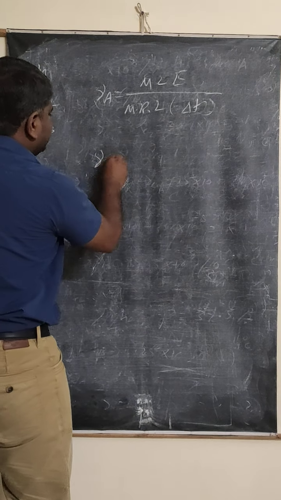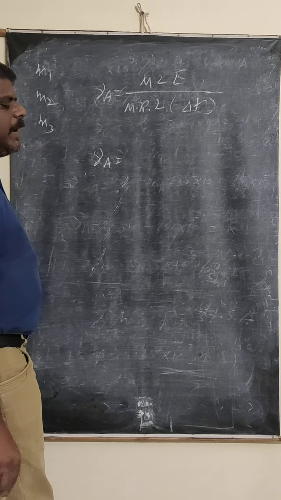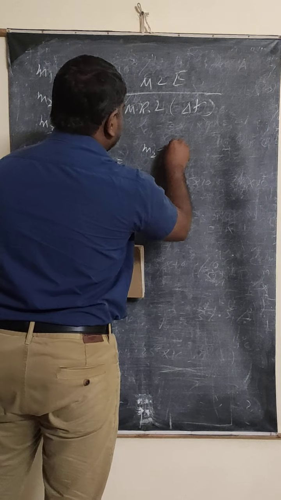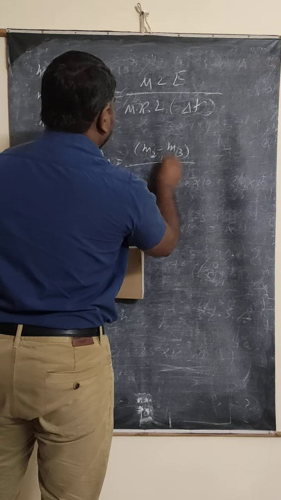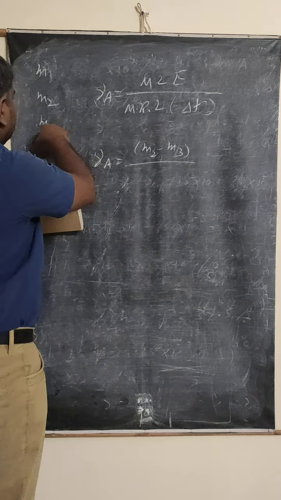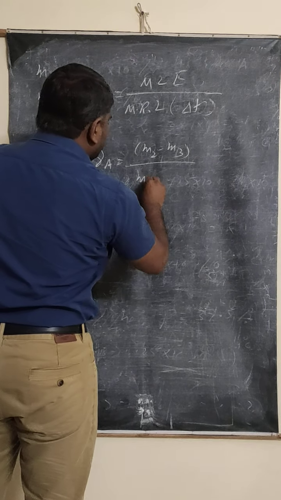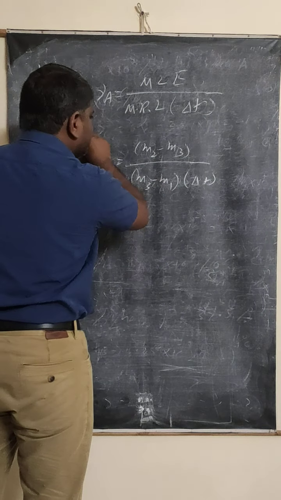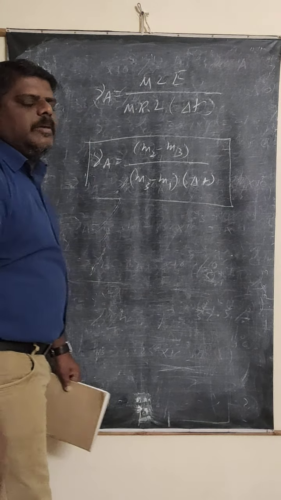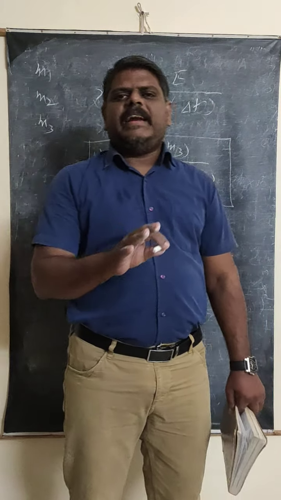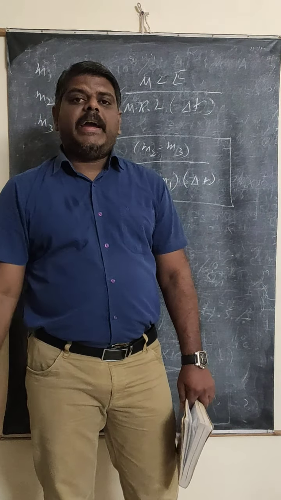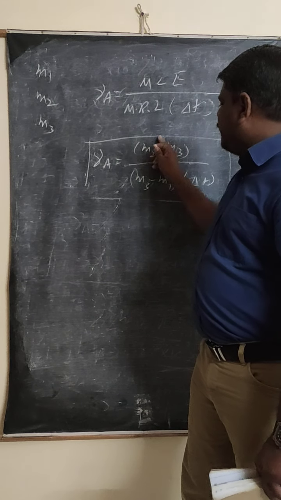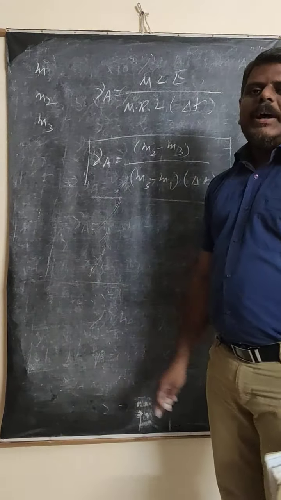Then the formula is gamma A is equal to the mass of the liquid expelled, which is M2 minus M3, divided by the mass of the remaining liquid, which is M3 minus M1, into the temperature difference. If you remember the concept, it becomes very easy to solve the problems. You need to understand the experiment and keep the steps in mind, then it is very easy to write down the equation.